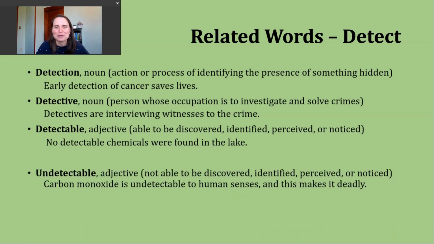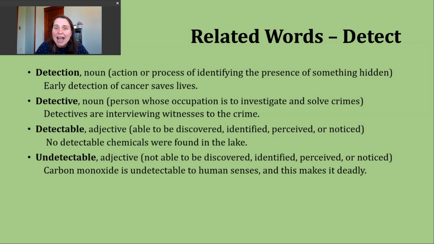The last word we're going to discuss today is another adjective. You're going to notice I've added the prefix un, which means not. So undetectable just means we are not able to detect, discover, identify, perceive, or notice something. An example of this might be: carbon monoxide is undetectable to human senses, and this makes it deadly.